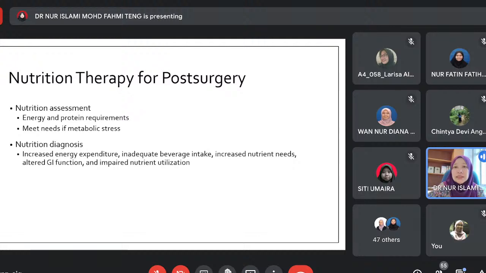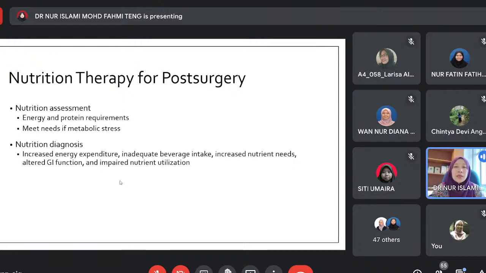So for nutrition therapy post surgery, of course firstly we need to perform the nutrition assessment. What is the energy and protein requirement, does it meet the needs or not, and if there is metabolic stress, how. Actually for nutrition therapy, it should start as the nutritional risk becomes apparent. Earlier, pre-operatively, we already looked at the nutritional risk assessment. So for those at high risk following surgery, we must follow up straight away, because we need to start nutrition therapy as soon as possible.